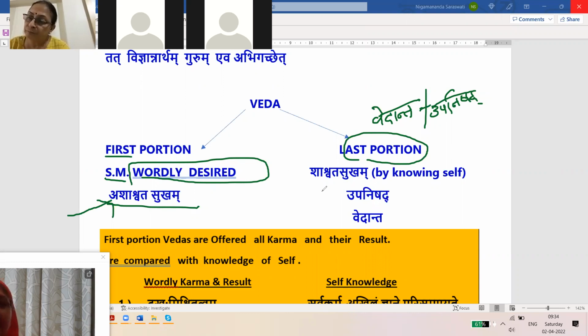So what is the subject matter of the last portion of the Veda? It says it will give Shashvatam Sukham. Vedanta tells how a person will get Shashvatam Sukham. Does it need any karma to be performed? The result is nothing but knowing the self. By knowing oneself, a person can have the real nature of oneself, and by knowing oneself, a person gets Shashvata Sukha.